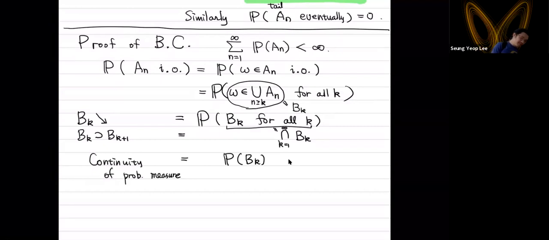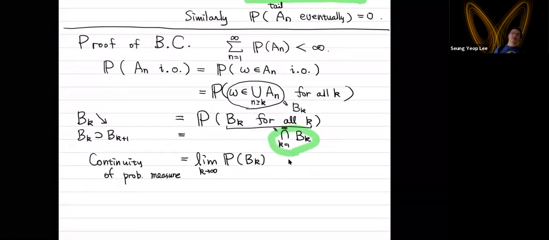So it will be given by the limit as k goes to infinity. That's the continuity of the probability measure. If there's a monotonic sequence of events, then the probability of the limit, which is this one, will be the limit of the probability.